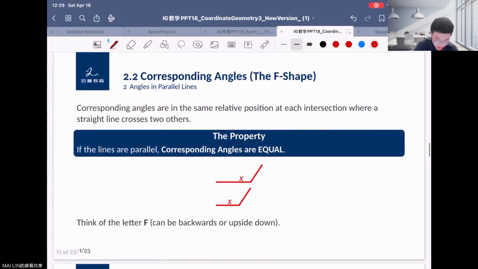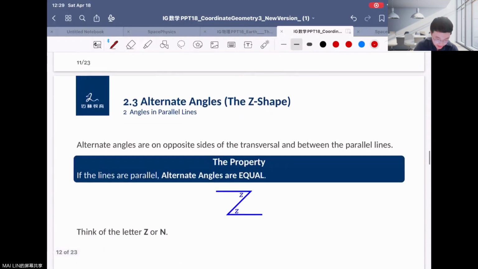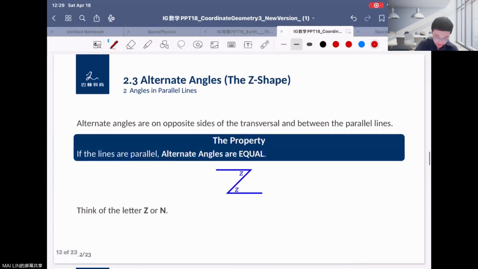We call these corresponding angles. Maybe here is an F shape. For example, if I have two lines and another line, this angle X equals another angle X, so they are corresponding angles. Also we have alternate angles, which form a Z shape. Here we draw two parallel lines and another line, forming the Z shape, and the Z shape angles are also equal to each other.